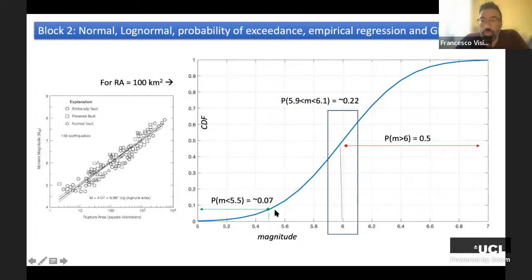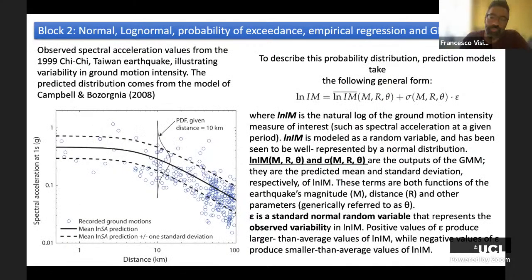These uncertainties also mean that there is a very small probability, less than 1%, but there exists a probability that the earthquake will have a magnitude less than 5.5. So take care when saying, okay, for a rupture area of 100 square kilometers, the magnitude is 6, because it is not representing what the Wells-Coppersmith empirical regression says.